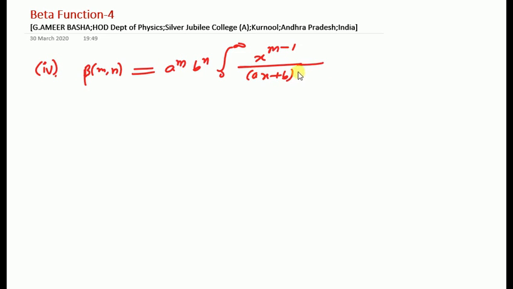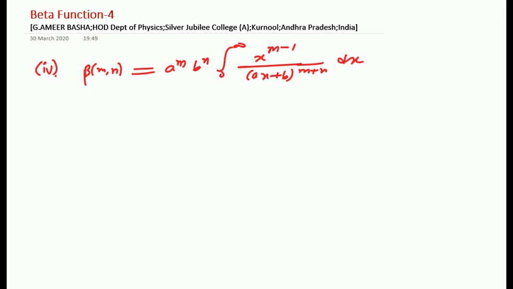Beta mn will be equal to a power m b power n, 0 to infinity, x power m minus 1 divided by (ax plus b) whole power m plus n, and of course dx. This is the other form of the beta function that we need to prove here.